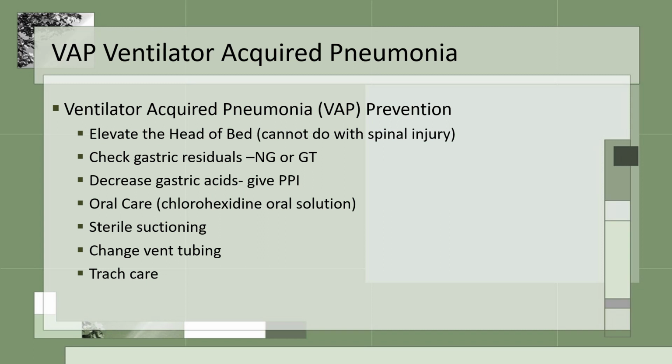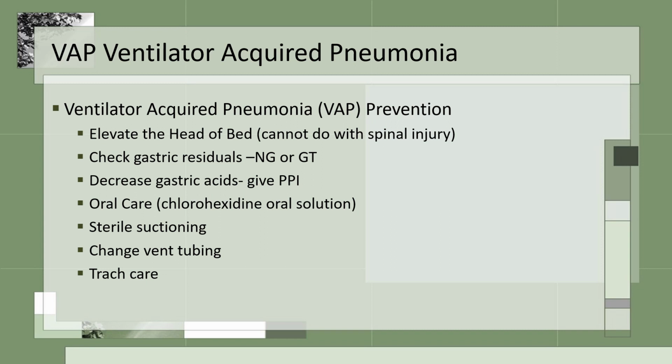Sterile suctioning. It's very important to suction even the mouth of the patient on a ventilator. When we use the inline suctioning, which would be sterile suctioning, it is going down the trach or the ET tube, and that goes down to the beginning of the lungs. We also need to suction inside the mouth because the saliva and bacteria can grow and accumulate above the cuff of the ET tube or the trach. So that is also important to suction there.